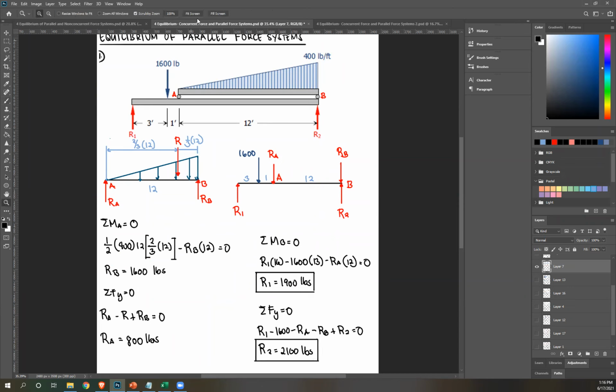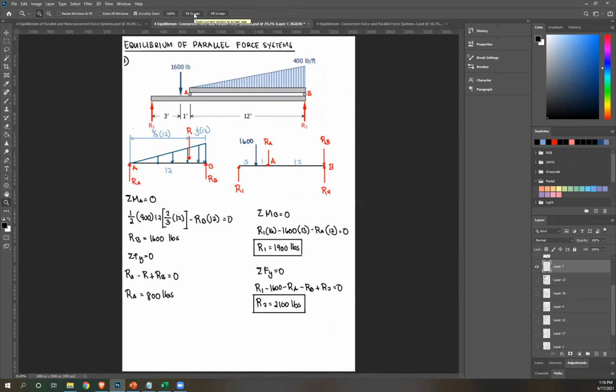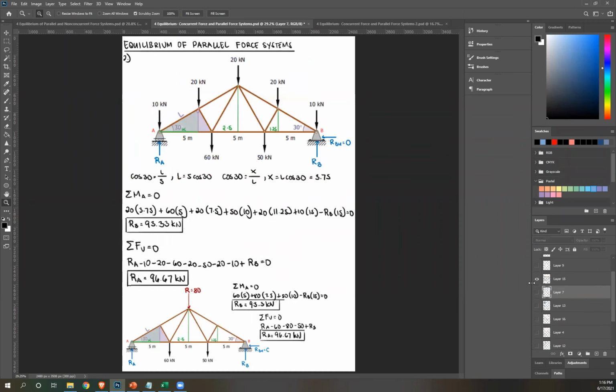Okay, so that's number 1 for resultant of parallel forces. Any questions, please answer in the chat. Okay, no questions. Let's move on to number 2.